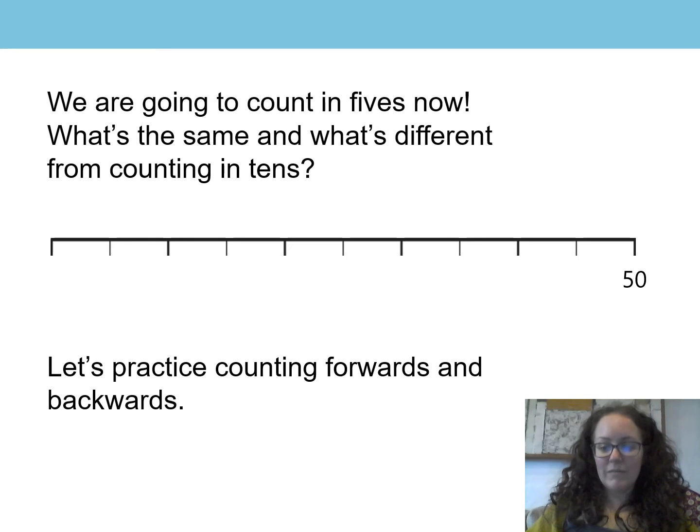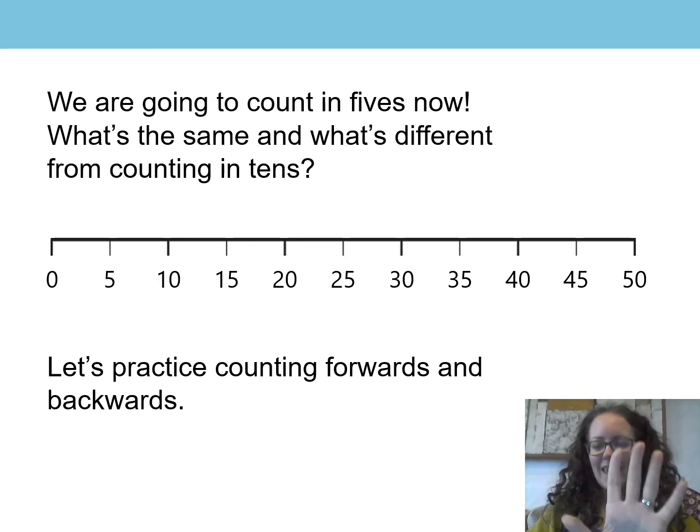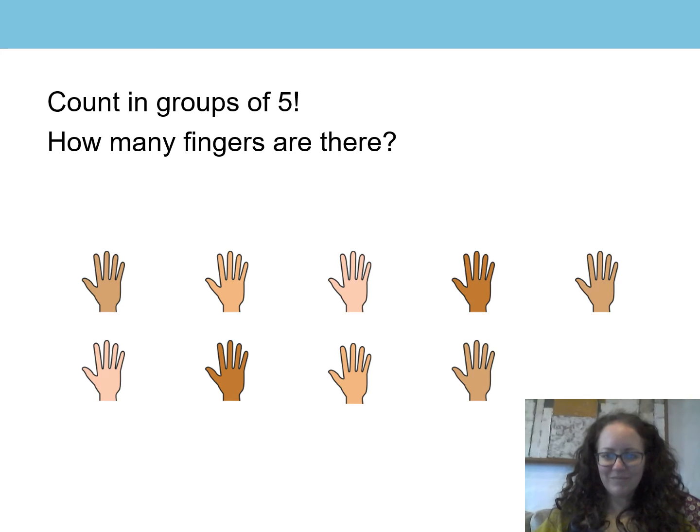So let's have a look. Let's put the numbers back on here. We're going back down now. Let's see if we can do it again. We're going to go forwards and then backwards. Are you ready? 5, 10, 15, 20, 25, 30, 35, 40, 45, 50. Good. Can you go backwards? This is a bit harder. Let's go slowly. 50, 45, 40, 35, 30, 25, 20, 15, 10, 5, 0. Well done.